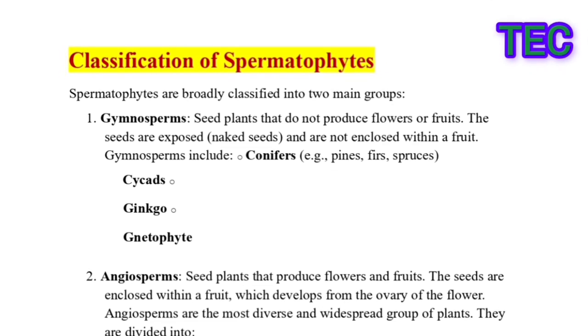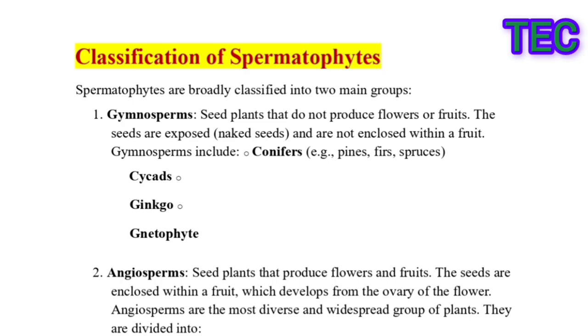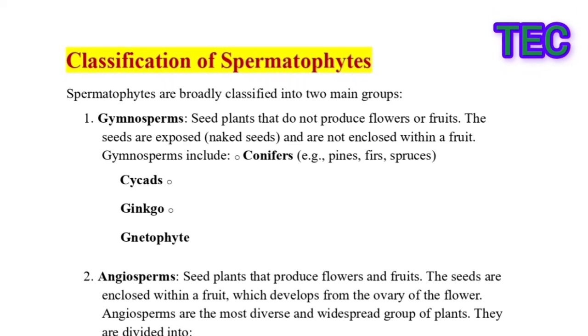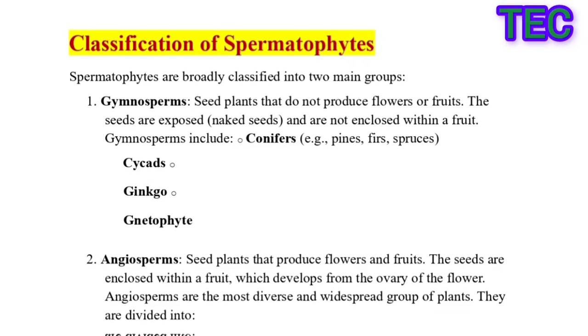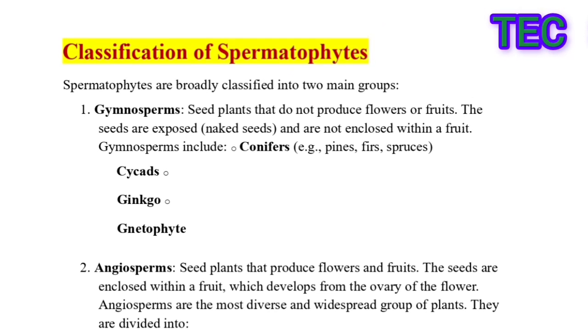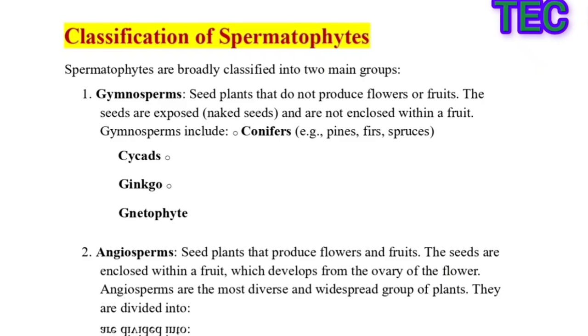The gymnosperms include the conifers. Good examples of conifers: go and observe trees like pines, firs, spruce, and cypress. Also the cycads, ginkgos, and the gnetophytes.